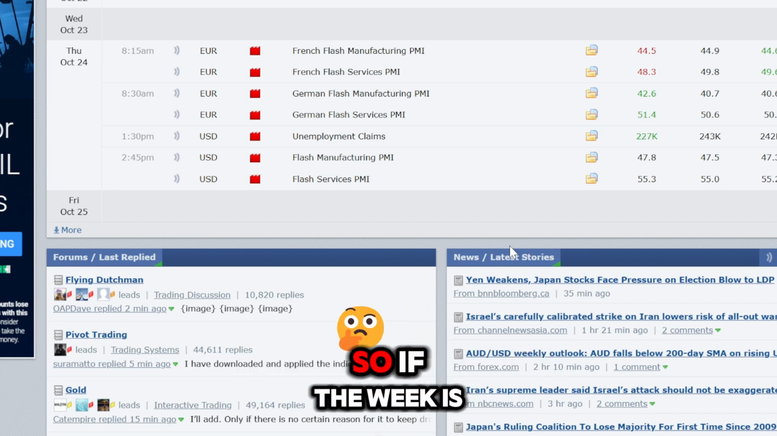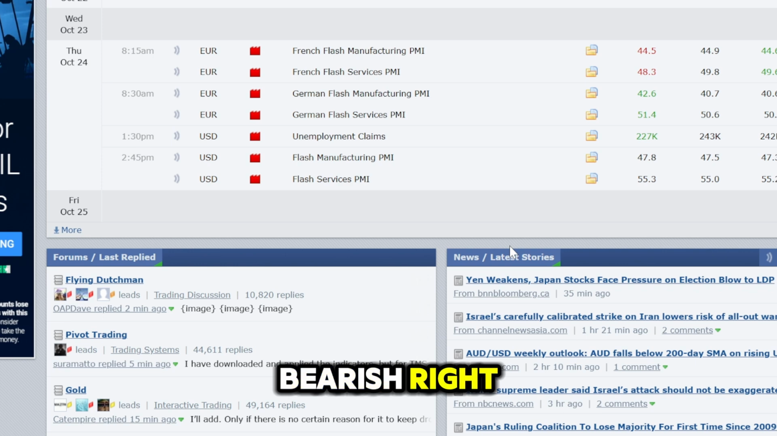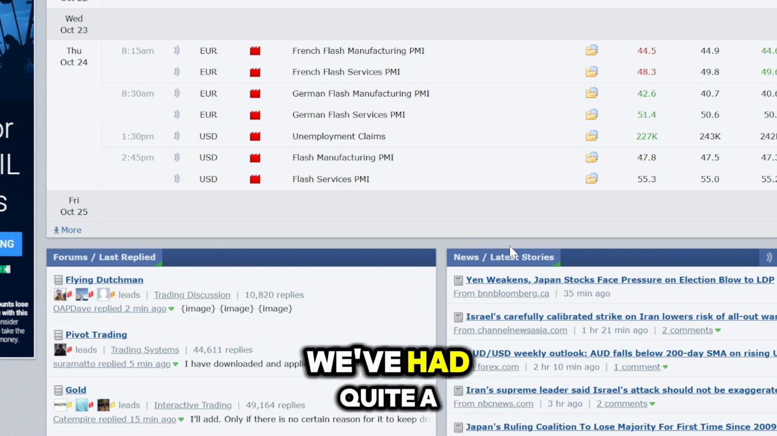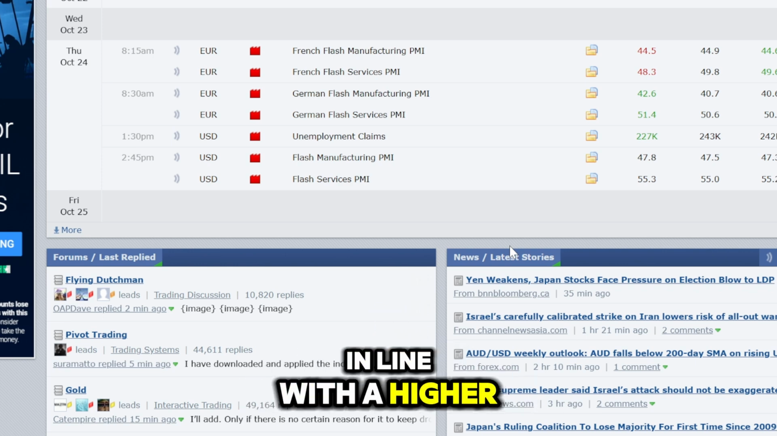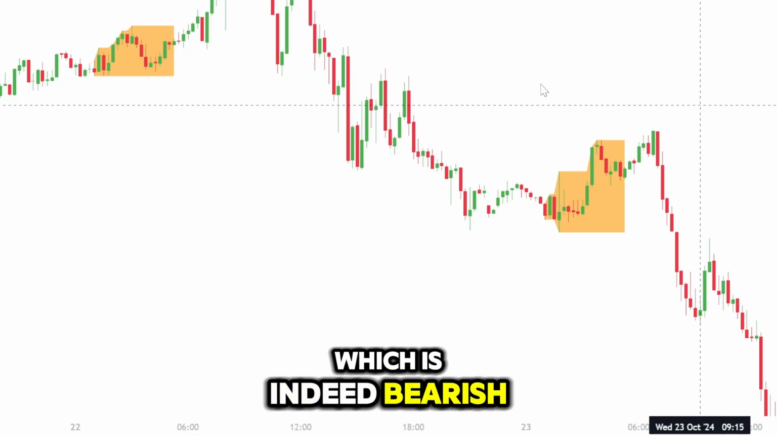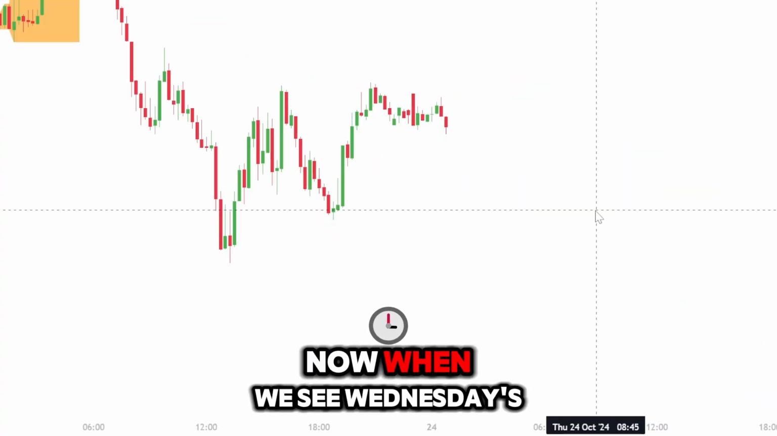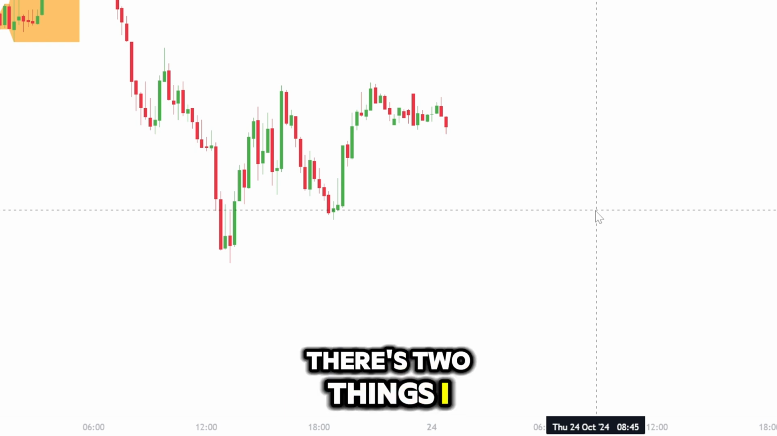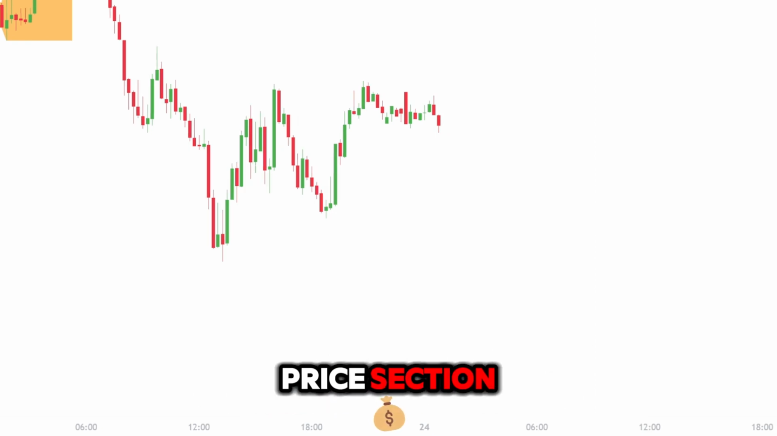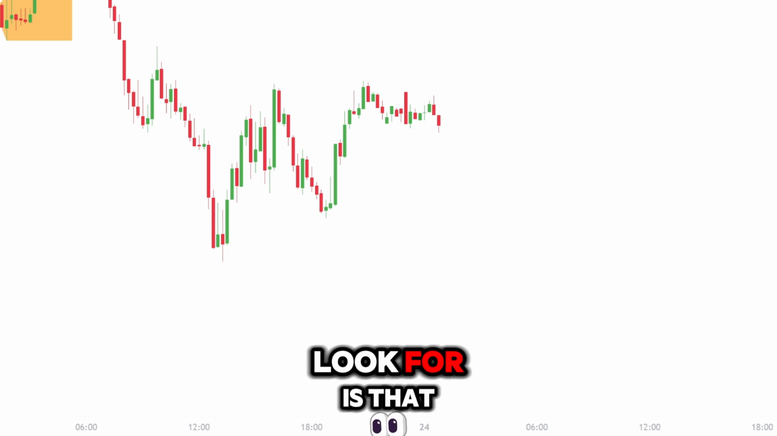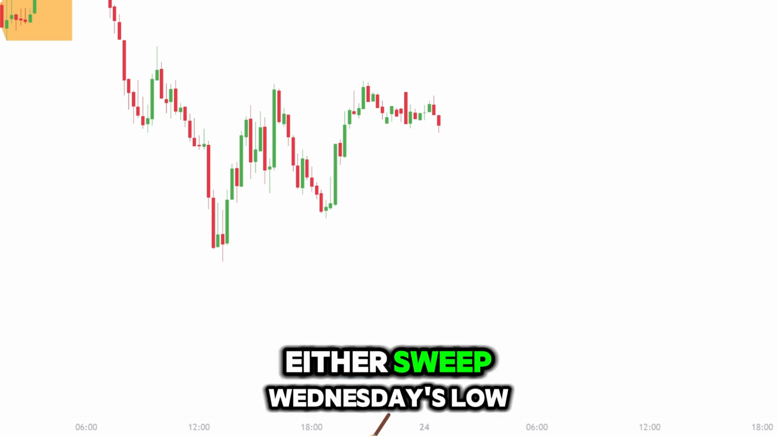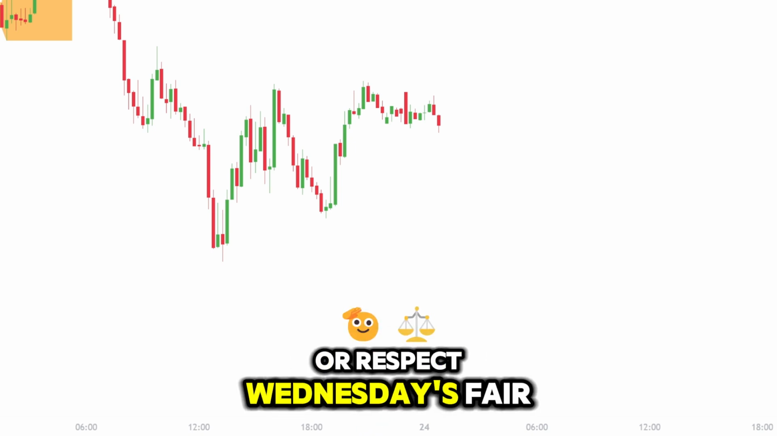So if the week is bearish, so far, Monday through to Wednesday, we've had quite a bearish week in line with the higher time frame, which is indeed bearish. Now, when we see Wednesday's price action, there's two things I look for. The first thing I look for is I want to see price either sweep Wednesday's low or respect Wednesday's fair value gaps.